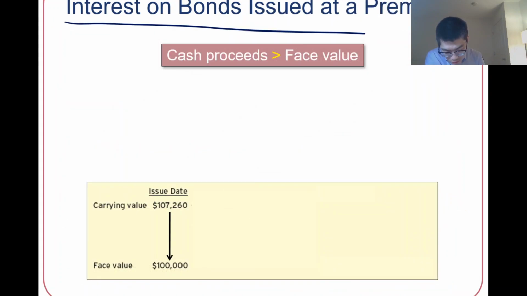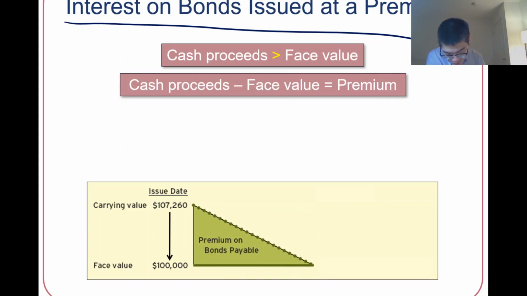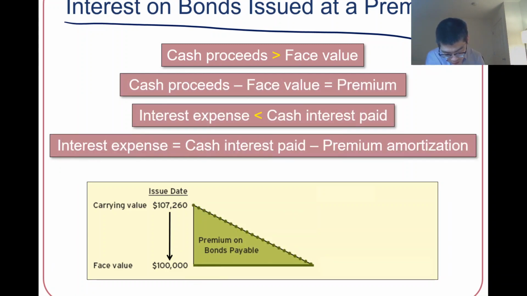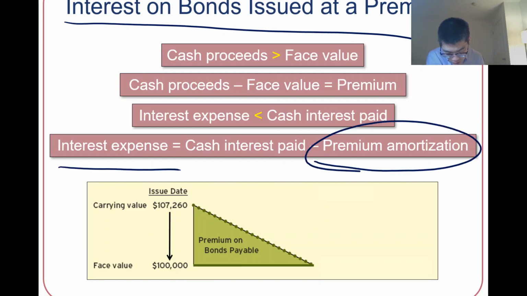And here, interest on bonds issued at a premium. Okay, interest on bonds at a premium, and this is called premium amortization. Interest expense is how much? Interest expense is the interest paid minus the premium amortization.